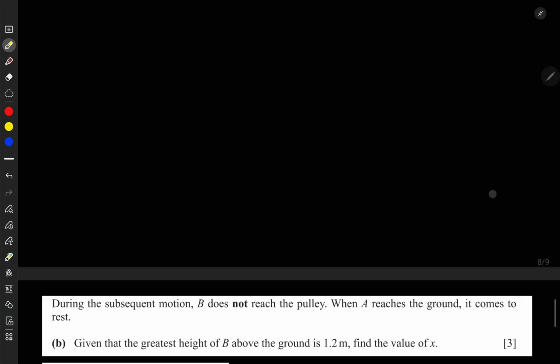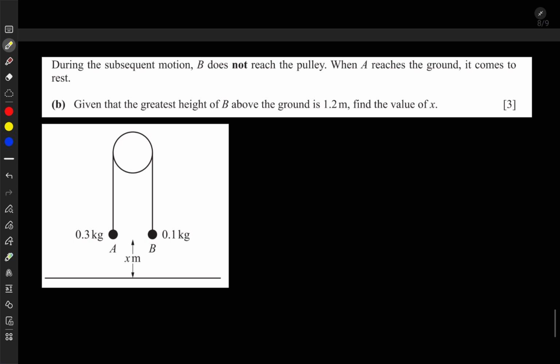I have taken the picture of that to draw the diagram here. Now during the subsequent motion, what will happen? B will go up and it is not reaching the pulley. It goes up, up, up till that x, and then it goes up further, but it does not reach the pulley, reaching a height of 1.2 meters from the ground. First it travels x distance up, and from here to here it is 2x.